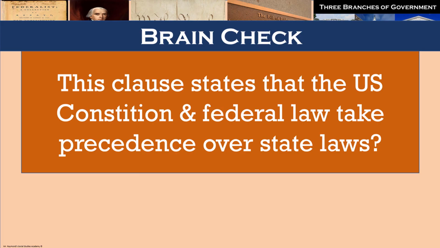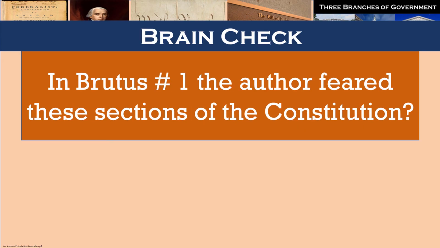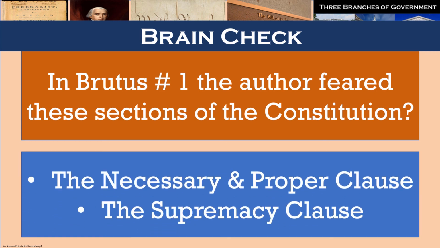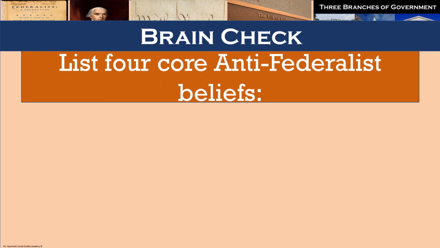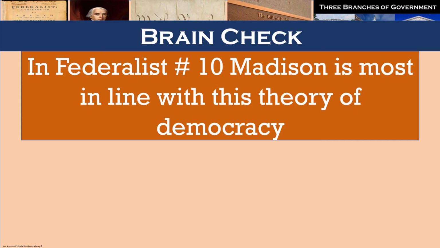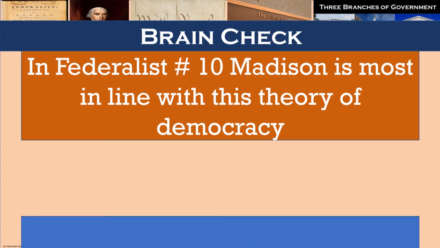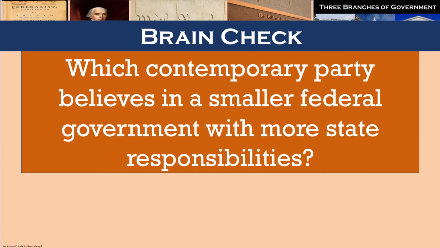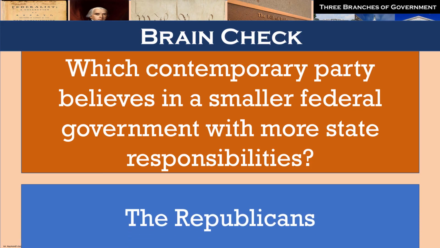This clause states that the U.S. Constitution and federal law take precedence over state laws. The Supremacy Clause. In Brutus number 1, the author feared these sections of the Constitution, 2 clauses. The Necessary and Proper Clause and the Supremacy Clause. In Federalist number 10, Madison is most in line with this theory of democracy. Pluralist. Which contemporary party believes in a smaller federal government with more state responsibilities? The Republicans.